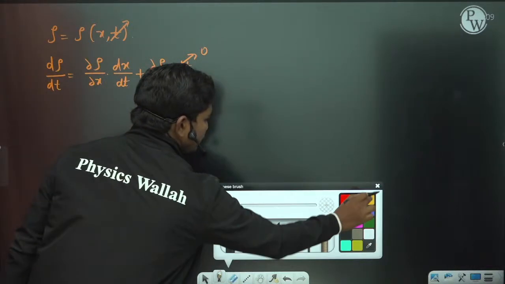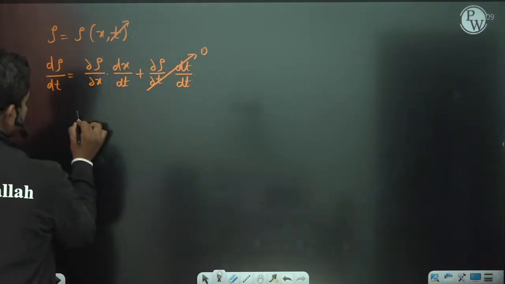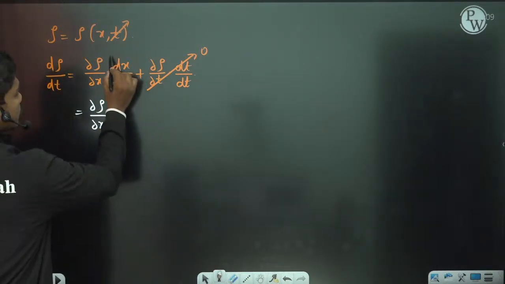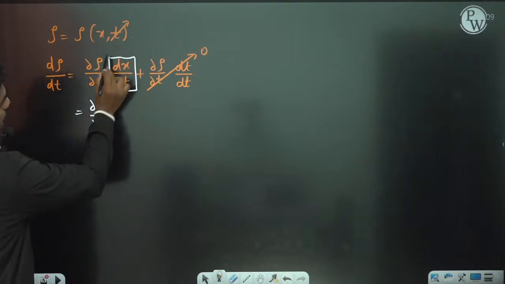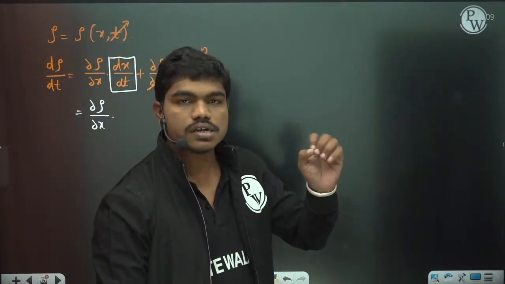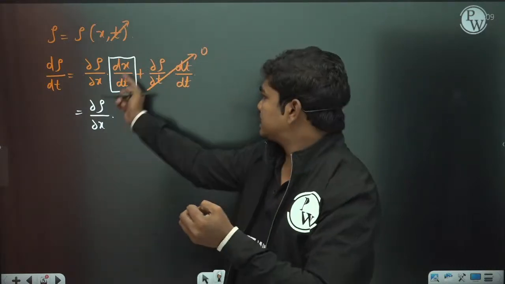Now if you see, this is equal to dou rho by dou x into, please tell me what is the rate of change of the x coordinate? Tell me, rate of change of displacement. x is basically the displacement in the x direction. So what is the rate of change of this, dx by dt?